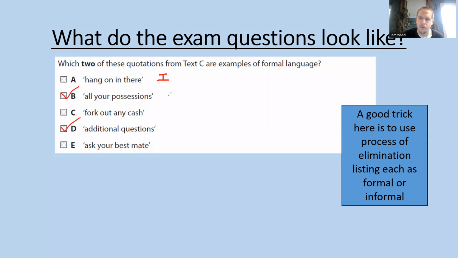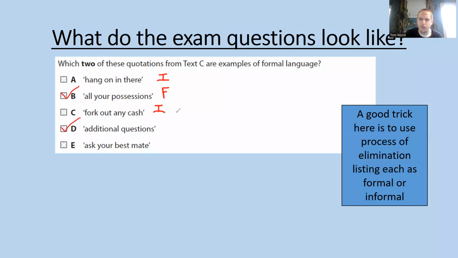All your possessions. At the moment, I've got no reason to think it's informal. Possessions is a less frequently seen word other than something like stuff, for instance. So I'm going to put that as formal because I can't see any reason why it's informal. Fork out any cash. To fork out is slang, colloquial language, so this is going to be informal.